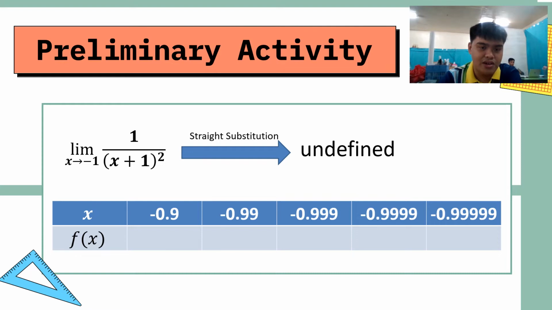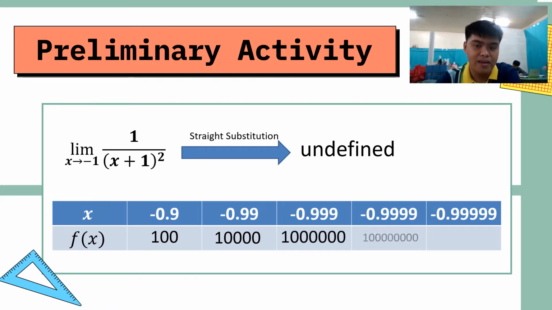Now we have a table of values here approaching negative 1 from the left. Now you may pause this video in order for you to solve for the values yourself, but I will be showing this one by one now. So if x is negative 0.9, the function becomes 100. And as the value of the x variable nears negative 1, it becomes 10,000, 1,000,000, 10 million, and so on. It becomes very large as x approaches negative 1 or gets nearer and nearer to negative 1. So it becomes a very large number.